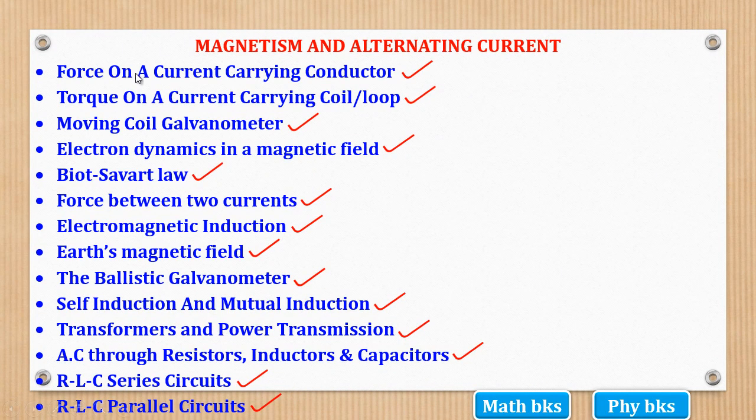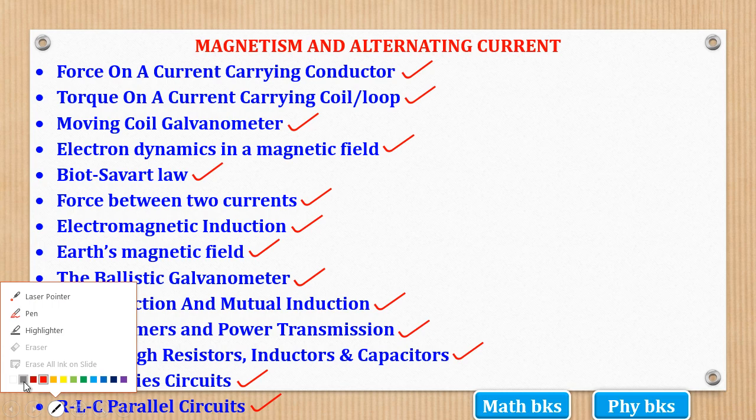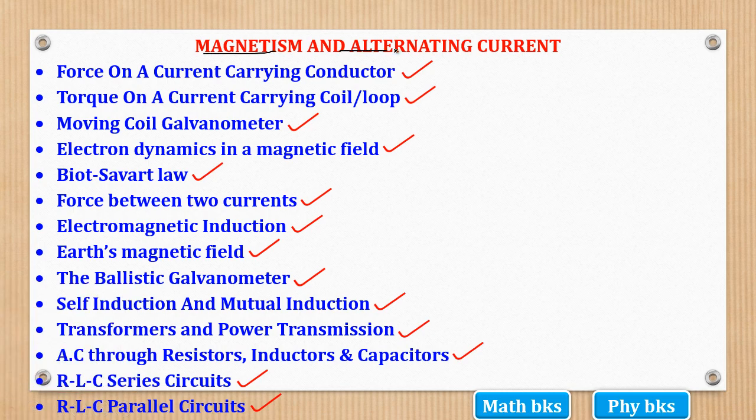So these are the other subtopics in this topic of magnetism and alternating current. And I think you realize that all of them are ticked, meaning that after covering this video, we shall have completed the section of magnetism and alternating current. You remember it was the pending section in physics paper 2. So when we finish this video, it implies that we shall have officially completed the syllabus of physics paper 2.